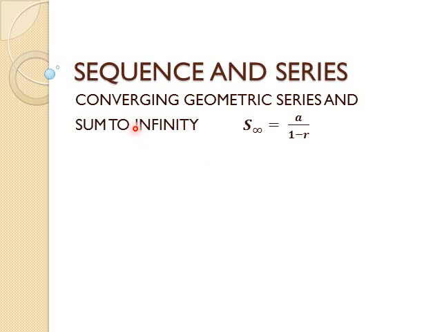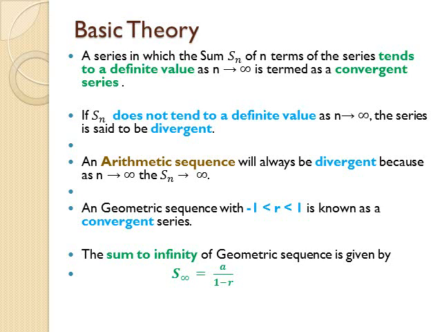Alright, so in this lesson we'll be looking at converging geometric series, sum to infinity. So sum to infinity, that's simply the formula for it. In basic theory, a series in which the sum Sn of n terms tends to a definite value as n tends to infinity is termed a convergent series, meaning if I continue adding terms, I get to a certain value where I do not go bigger than that value. That's what it means in basic English.